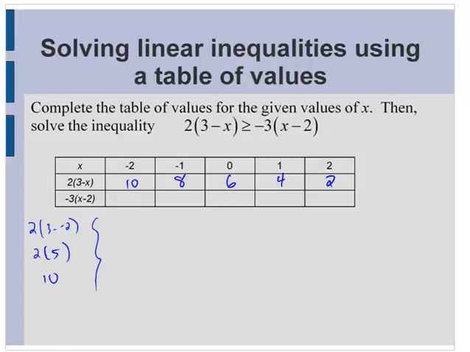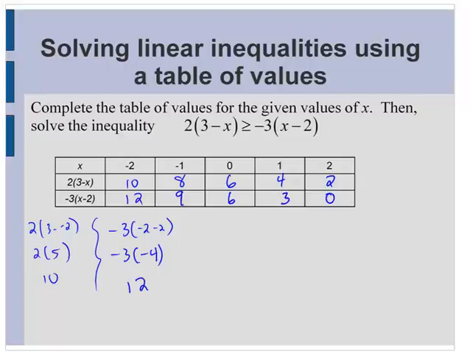Then for negative 3 by x minus 2, let me go with the negative 2 again. So we'd have negative 3 by negative 2 minus 2. So that would be negative 3 by negative 4, which is 12. And continuing with that row, we would have 9, 6, 3, and 0.